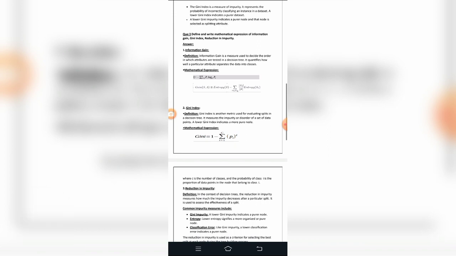Question 3. Define and write mathematical expression of information gain, Gini index and reduction in impurity. The first one is information gain. What is information gain? Information gain is measure used to decide the order in which attributes are tested in decision tree. It quantifies how well a particular attribute separates the data into sets.